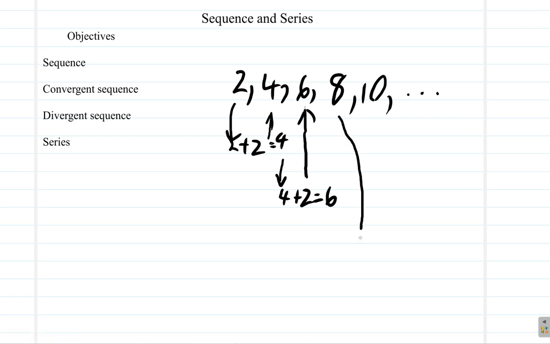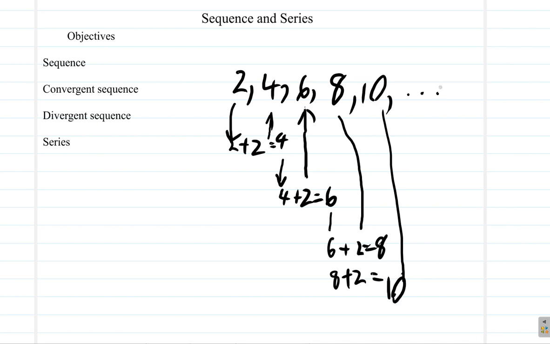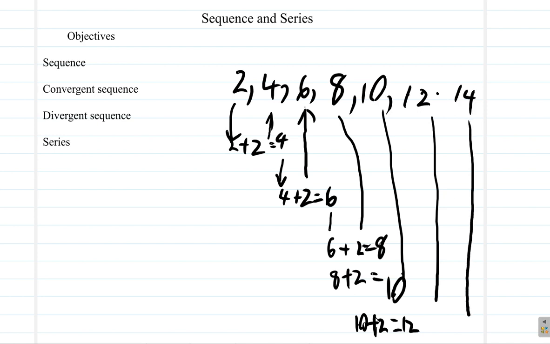Where would 8 come from? It would be 6, this same 6 here, plus 2 gives you 8. Where would 10 come from? It would be the 8 plus 2, which is 10. You might have 12. Where would 12 come from? It would be 10 plus 2, which is 12. If you have 14, where would 14 come from? It is the 12, the previous number, plus 2, which is 14, and so on and so forth.